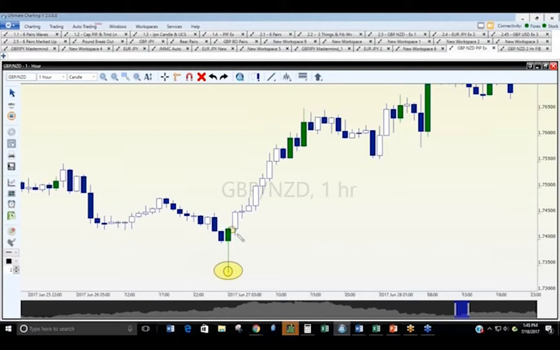I'm going to give you just some really quick lessons. Right there is where we would buy. As soon as that candlestick closes, that would be a signal. The green means a signal. When it closes, it's time to buy. Great.